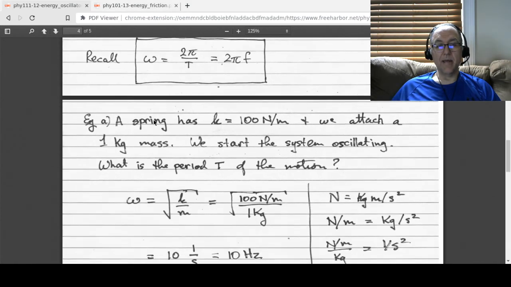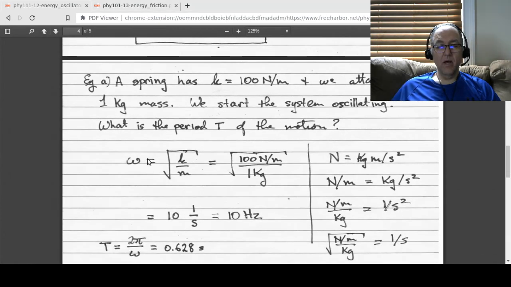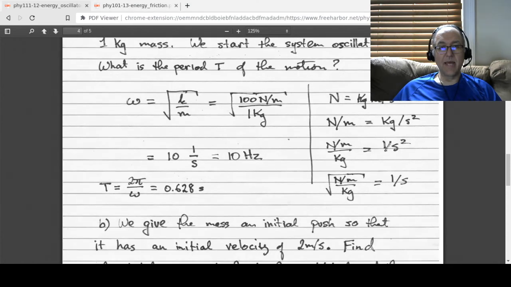All right, so let's do that. We start off with omega is equal to the square root of K over M. For K, substitute in 100 newtons per meter. For M, substitute in 1 kilogram. So we get 100 divided by 1, and take the square root of that, that's 10, and you get 10 hertz, okay, for your angular frequency.